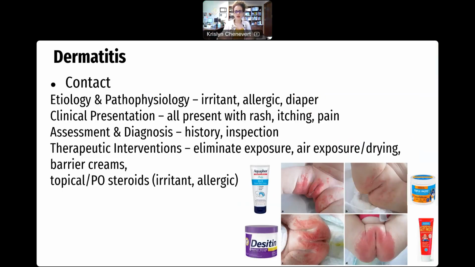Contact dermatitis. We're going to talk about 3 different varieties: irritant, allergic, and diaper. These are on page 222 and 223 in your book. So irritant dermatitis is caused by contact with some kind of physical, mechanical, or chemical irritant. So this could be a cleaning product that parents are using. It could be laundry detergent we're washing the clothes in, or maybe a soap that the child is being bathed in.